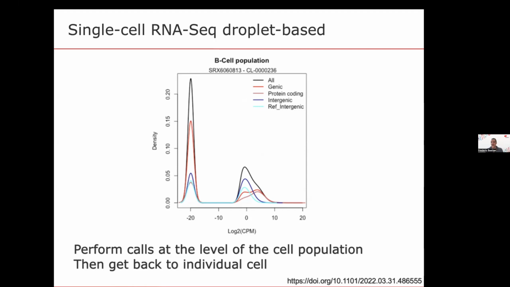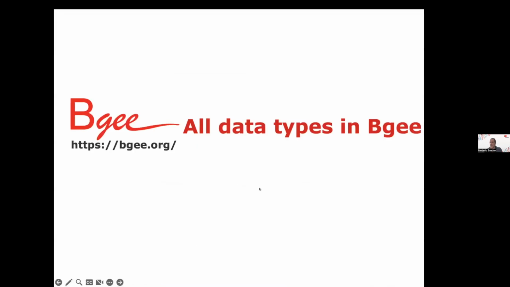It means that if in the cell population we say that a gene is expressed, then for all the cells of that population that receive at least one read, we say, okay, that read is for real. It's not spurious data. This gene is really expressed in that cell. So that's the point: in Bgee, we really integrate everything together.